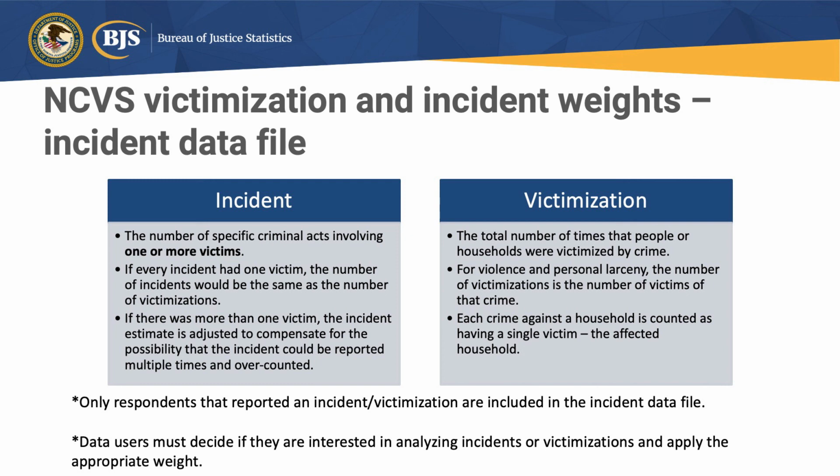So before I get into the details on the differences between the incident and victimization weights, I must explain the difference between these 2 crime measures. An incident is the number of specific criminal acts involving 1 or more victims. A victimization is the total number of times that people or households were victimized by crime. So if every incident had 1 victim, the number of incidents would be equal to the number of victimizations. However, we know that's not the case. Not every crime incident has 1 victim.